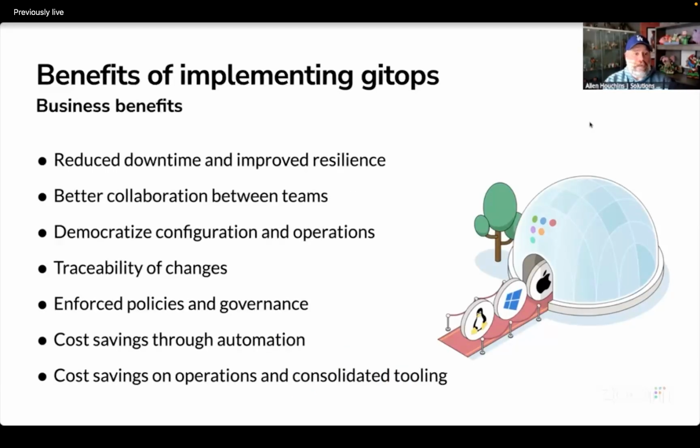Now, some additional business benefits to implementing GitOps. First off, knowing what's happening and what's changing at all times and having built-in modern change management is going to help reduce downtime. Better collaboration. This is one that may not seem very obvious up front or at first, but think about how IT teams of a certain size are structured.